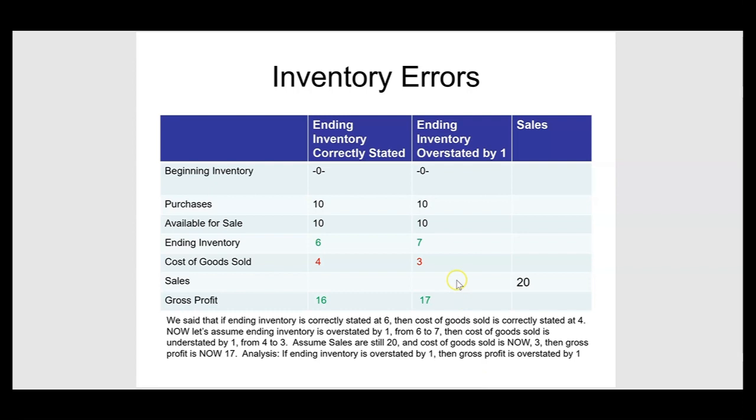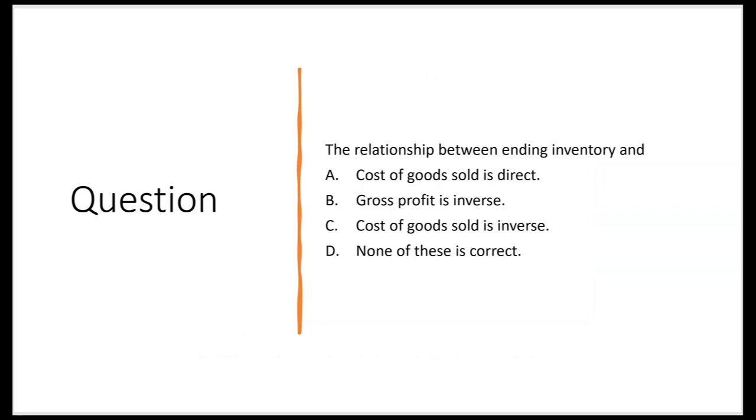The idea that gross profit and ending inventory have a direct relationship. As ending inventory goes up, gross profit goes up. And ending inventory and cost of goods sold have an inverse relationship. As ending inventory goes up, cost of goods sold goes down. And cost of goods sold and gross profit have an inverse relationship. Notice as cost of goods sold falls from 4 down to 3, gross profit goes up from 16 up to 17.